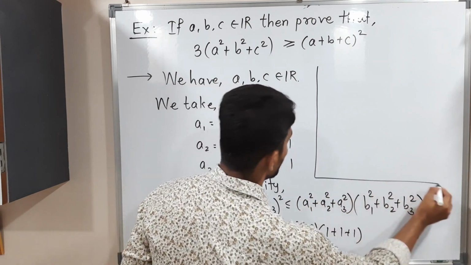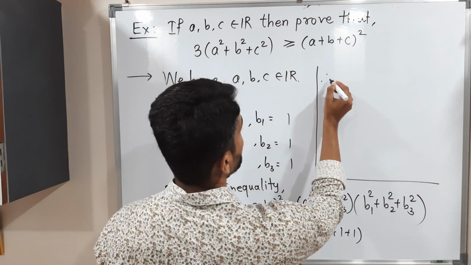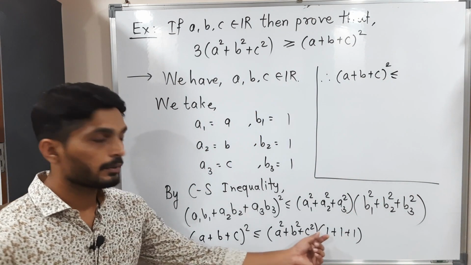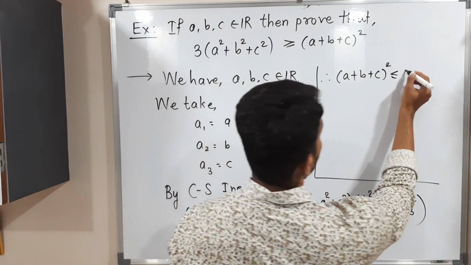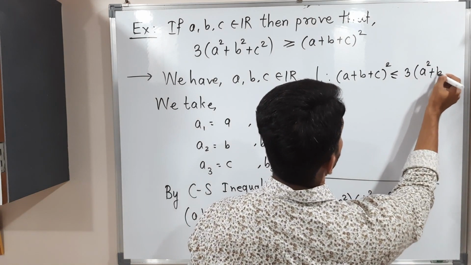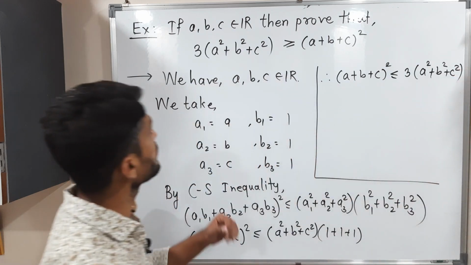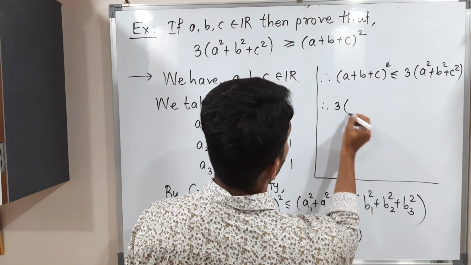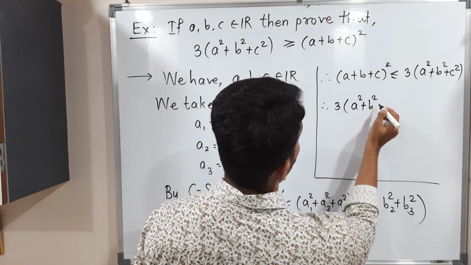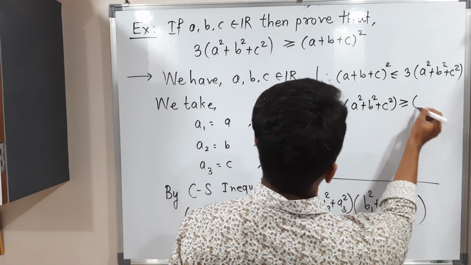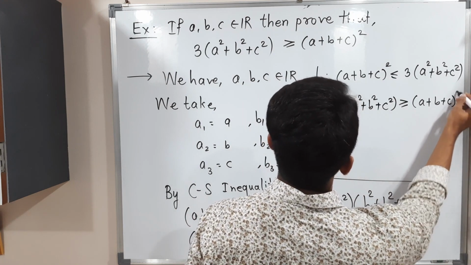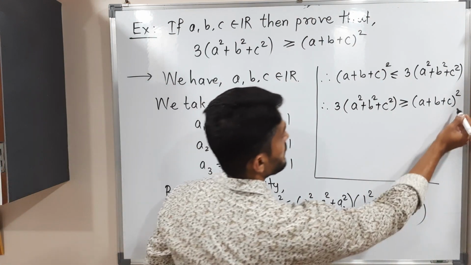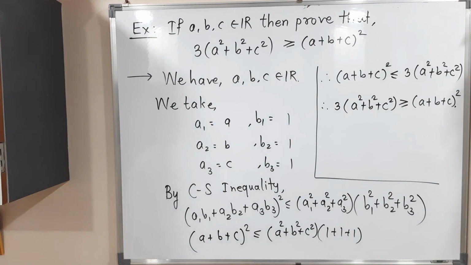We have a space, let us use it. Therefore, (A plus B plus C) whole square is less than or equal to 1 plus 1 plus 1, which is 3, times (A square plus B square plus C square). Yes, we have proved the same thing, they have just written it in this way. So 3 times (A square plus B square plus C square) is greater than or equal to (A plus B plus C) whole square. In this way we have completed this example. Make a screenshot of it. After that we will stop. Thank you. Bye bye.